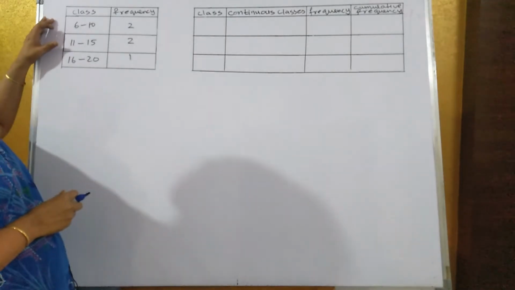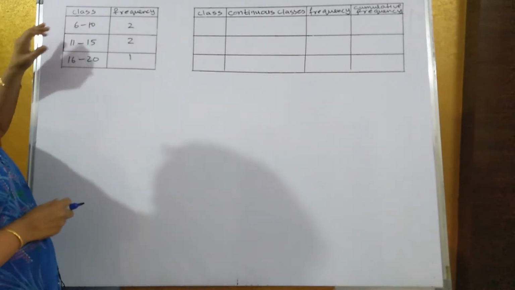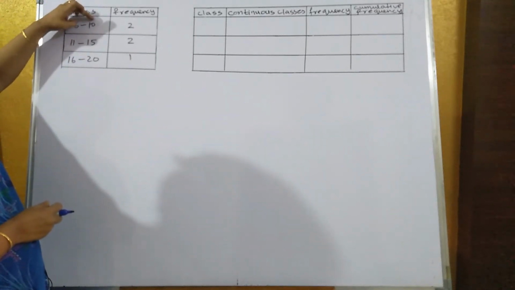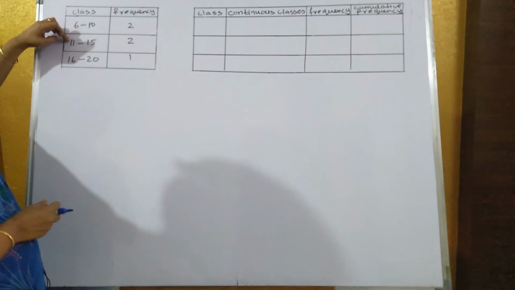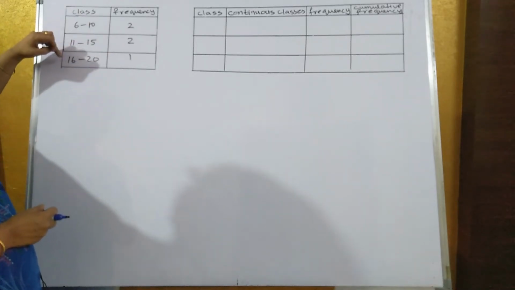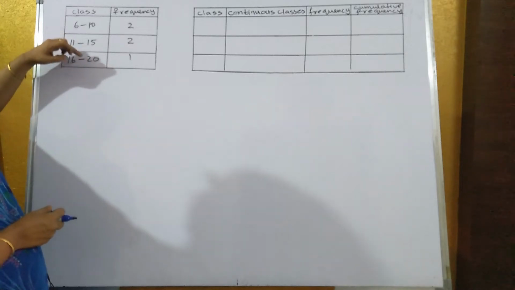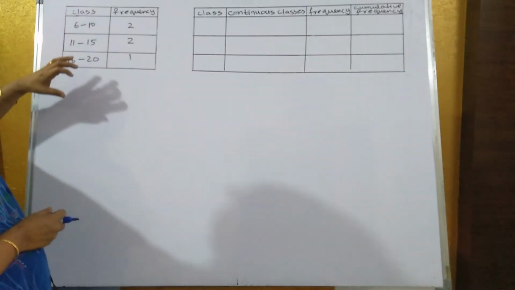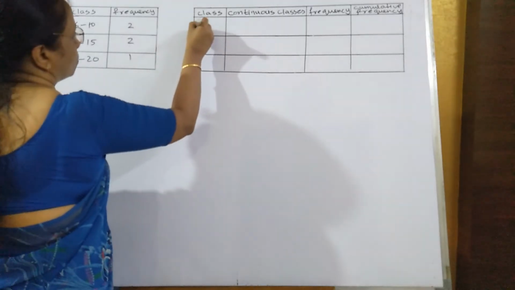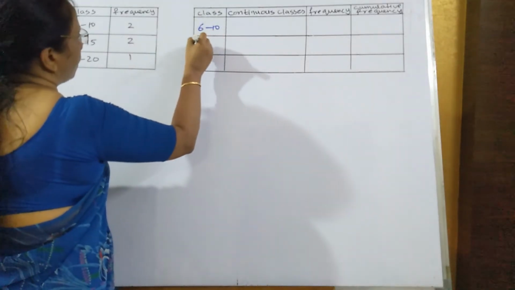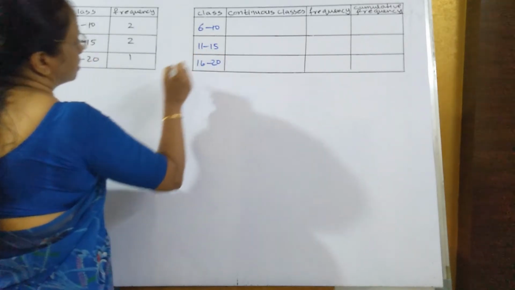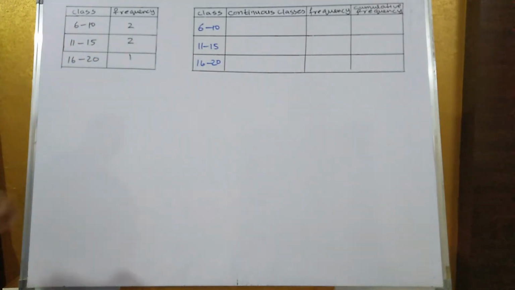Now, in order to find the median, I said the classes should be continuous. Now look at these classes. Classes are not continuous. 6 to 10, the next one is not starting from 10. It is starting from 11 to 15. The next one is not starting from 15. It is starting from 16 and ending at 20. So that means this class is not continuous. So first you have to make it continuous. The classes are 6 to 10, 11 to 15, and 16 to 20.